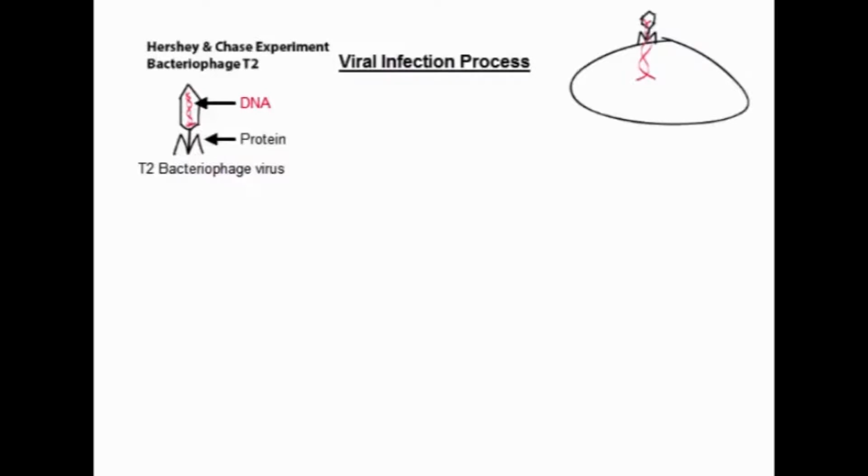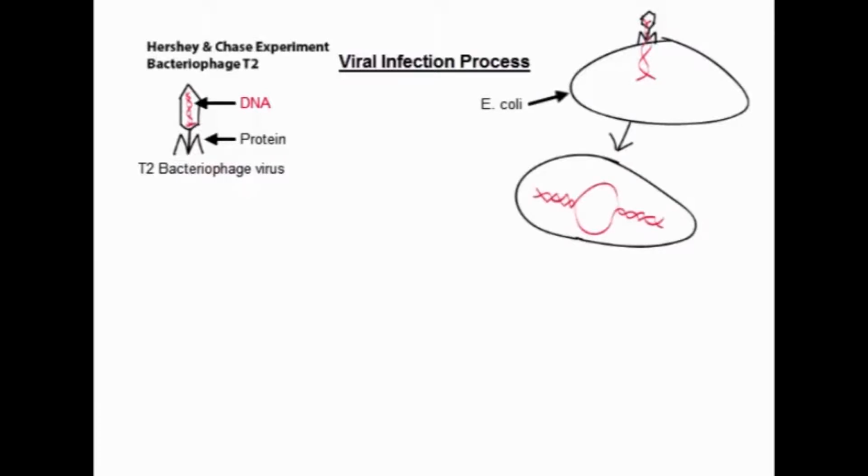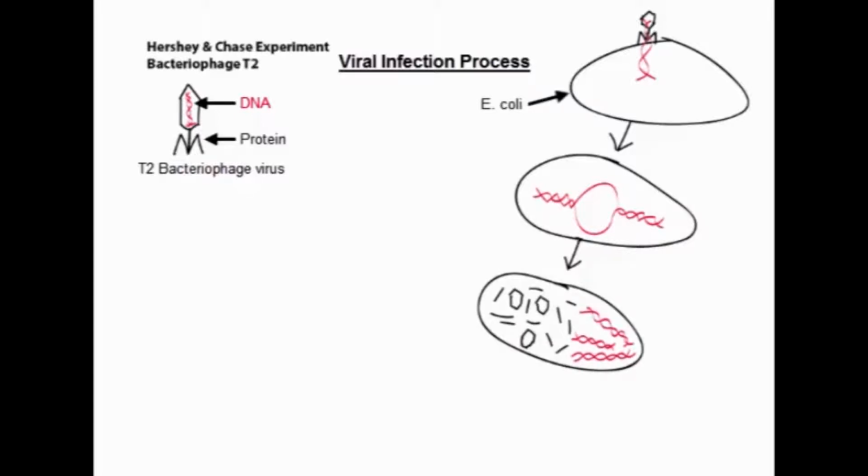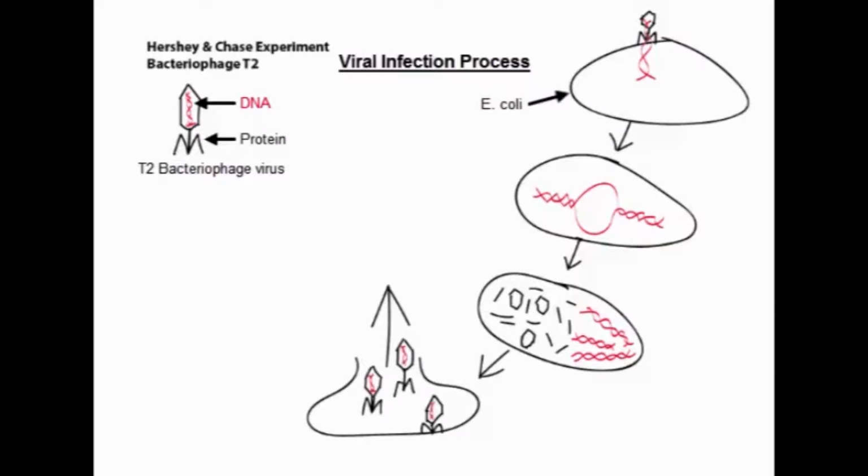A bacteriophage is a virus that only infects bacterial cells and is made up of viral DNA enclosed inside of a protein coat. During the infection process, the phage will attach to the cell wall of E. coli cells and inject its DNA into the cytoplasm. The cell then replicates the viral DNA and uses it to make new phages that eventually destroy the cell and then leave to infect other bacterial cells.